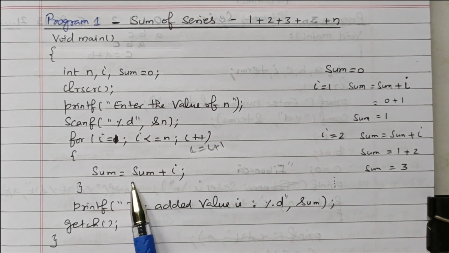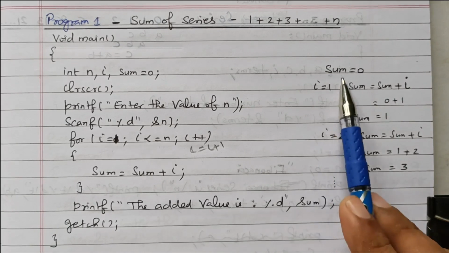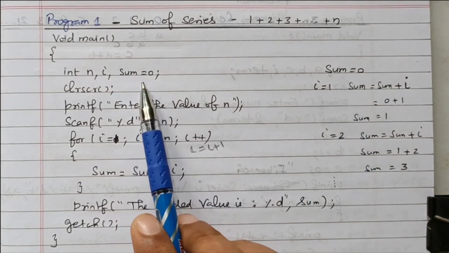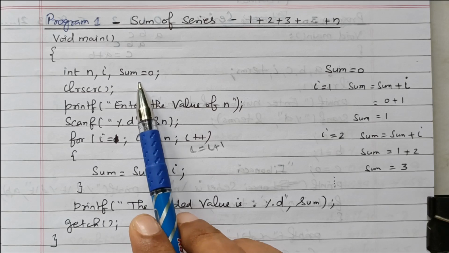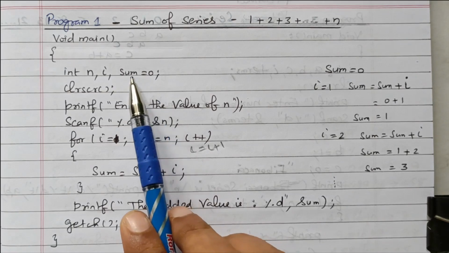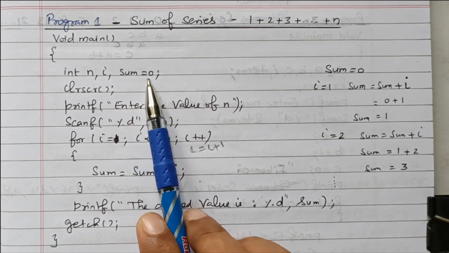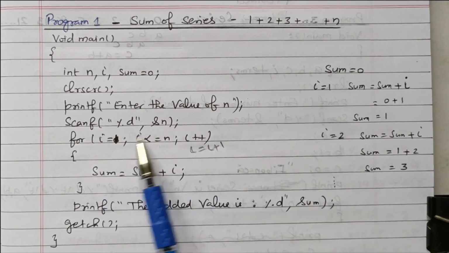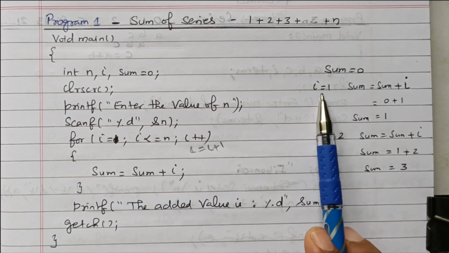We'll see how it adds these values. Initially we take sum equal to 0. We assume that initially sum equal to 0, so that the memory buffer is cleared. Then the numbers we add will be added into the sum. That is why we clear the memory with sum equal to 0. So what is the initial value? i equal to 1. First the i value is 1.